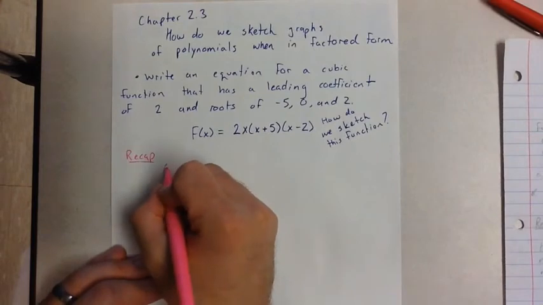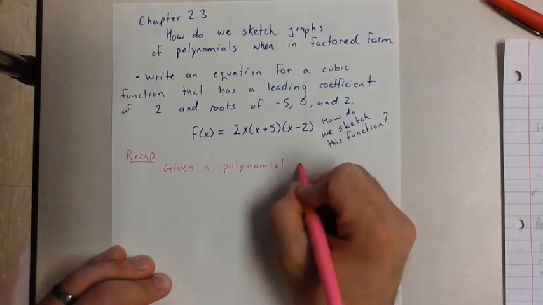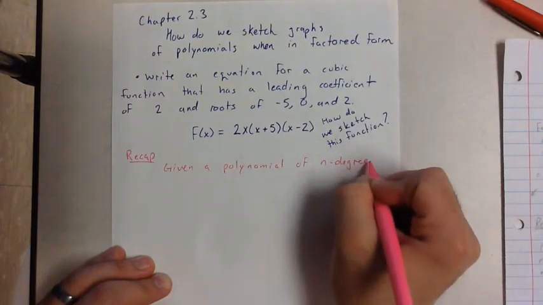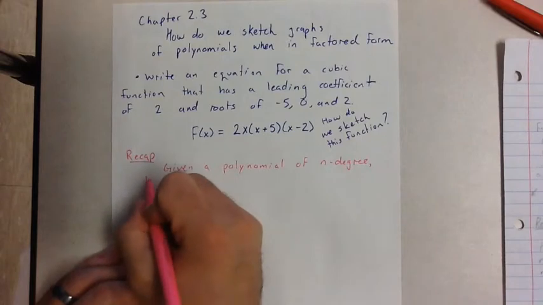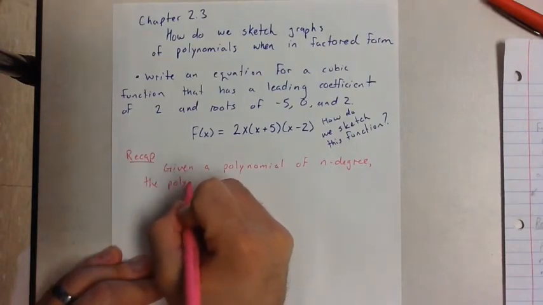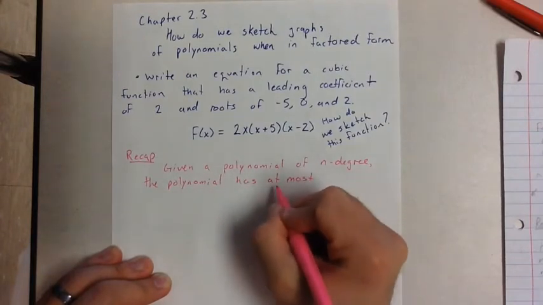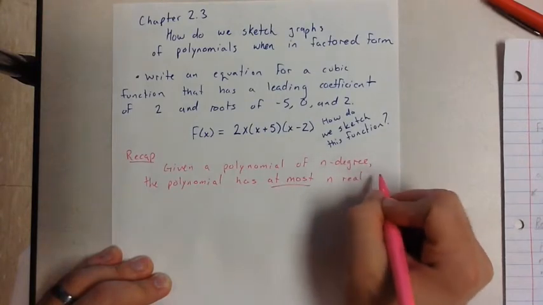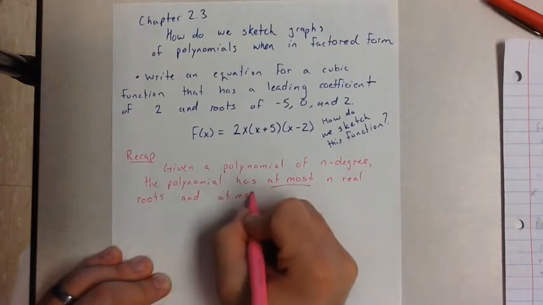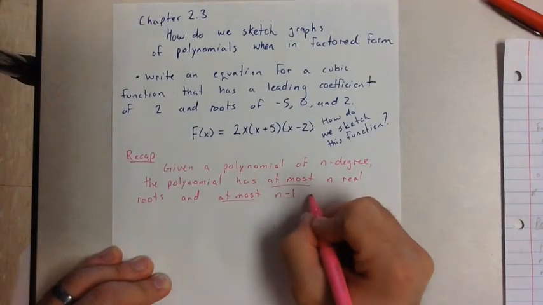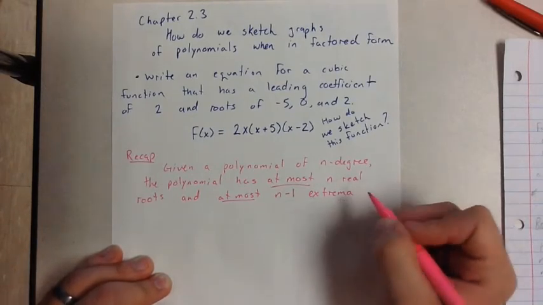If you have a polynomial of n degree, what we saw this week is that this polynomial has at most, and at most is the key word here, n real roots and at most n minus 1 extrema. So that could be either local or absolute.